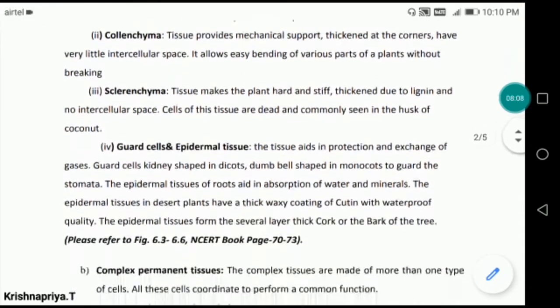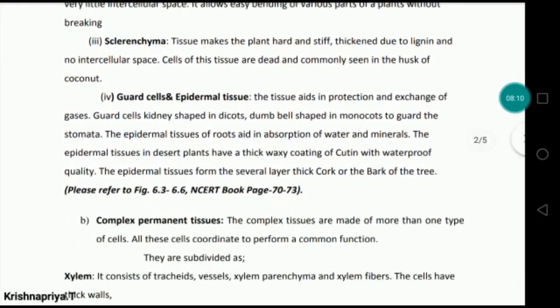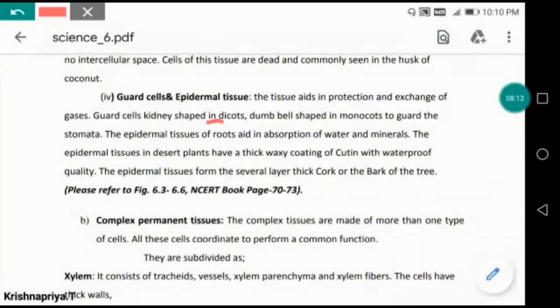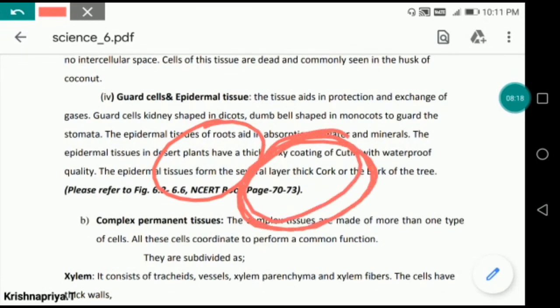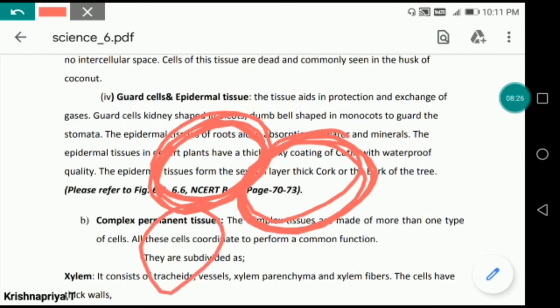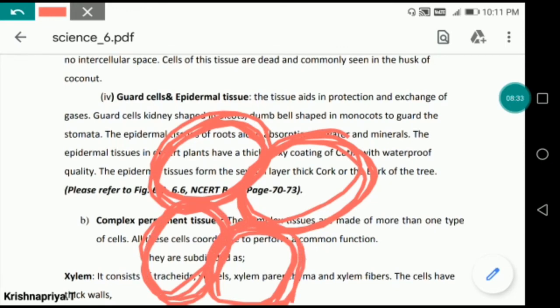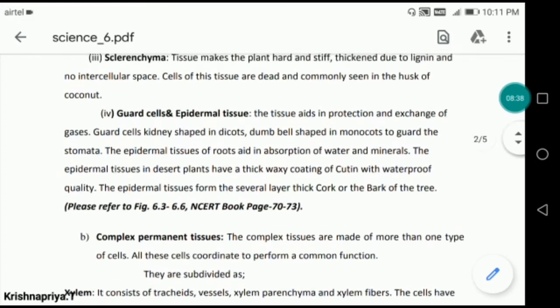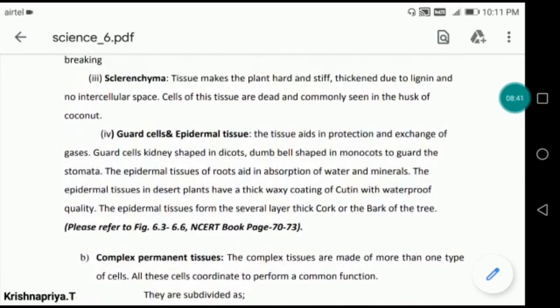Now see the sclerenchyma. What is sclerenchyma tissue? Suppose we are taking a parenchyma tissue, if their cell wall is more thickened, then the intercellular space is so much less between the two cells, and then it is known as sclerenchyma tissue. And sclerenchyma tissues are dead cells. They are actually providing thickening to the plant, support to the plant.